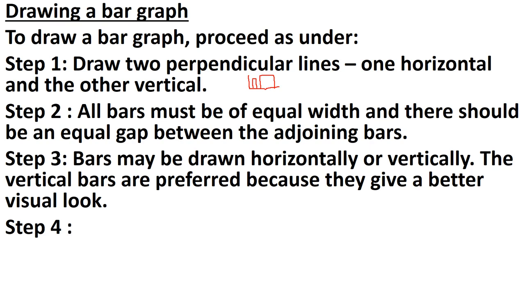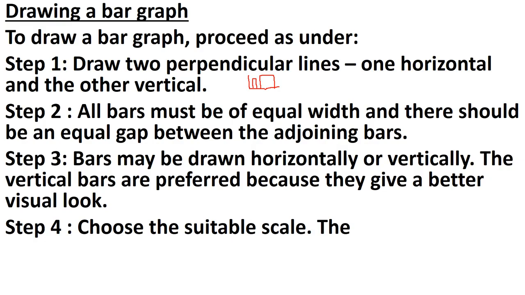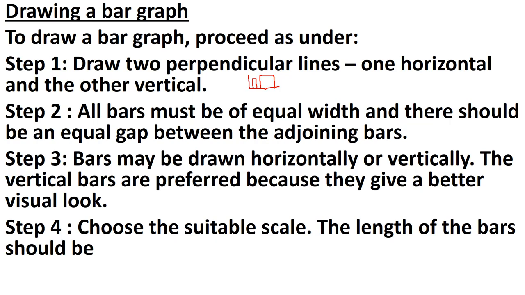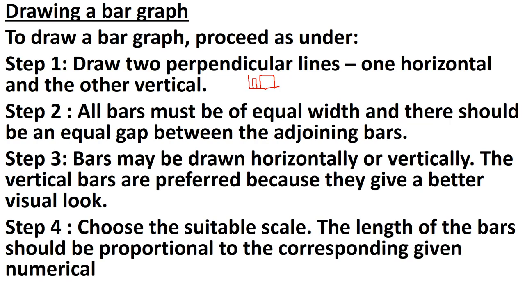Step 4. Choose the suitable scale. If the scale is not given, then you have to choose yourself. The length of the bars should be proportional to the corresponding given numerical data. Means if you are choosing the scale of 10, then there must be a proportionate gap between all. First it is 0 to 10, then 10 to 20, then 20 to 30, like this.